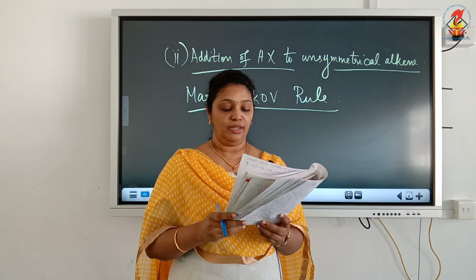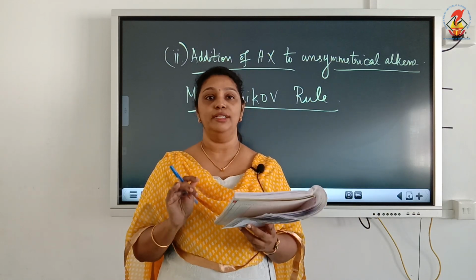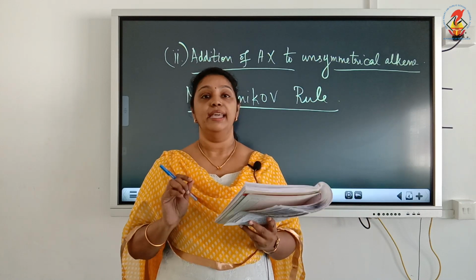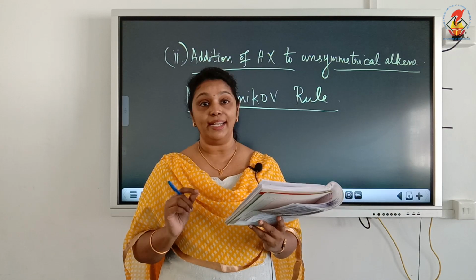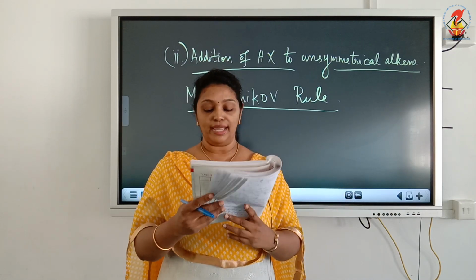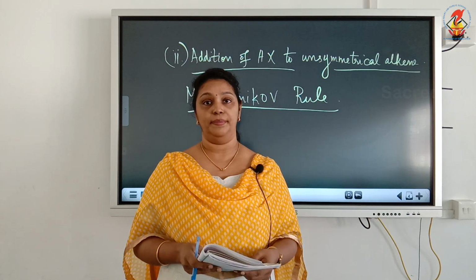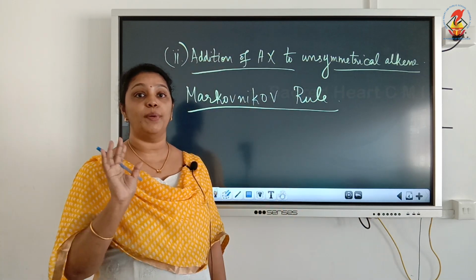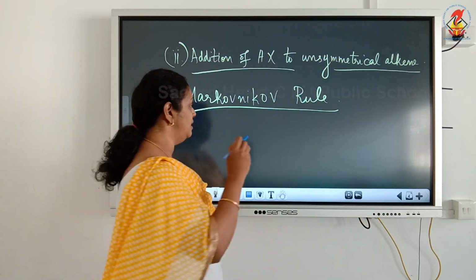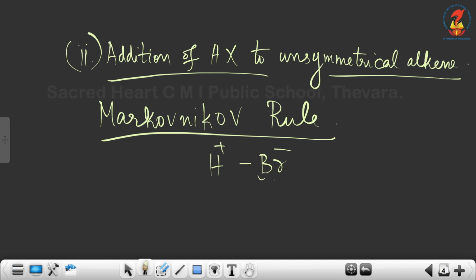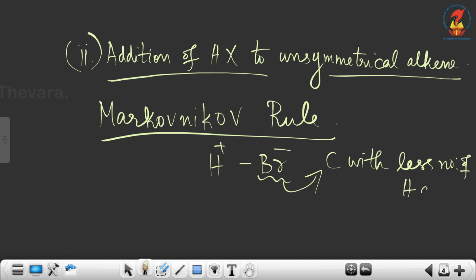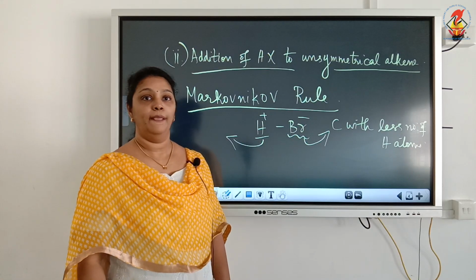Now the rule is this. The rule states that addition of hydrogen halide to unsymmetrical alkenes take place in such a way that the negative part of the addendum, means adding molecule, goes to that carbon of the double bond which carries lesser number of hydrogen atom. So what is Markovnikov's rule? The negative part of the adding molecule. So suppose it is HBr. The negative part is Br minus. This Br minus will go and attack which carbon? Carbon of double bond with less number of hydrogen atoms. So this hydrogen will attack the other double bonded carbon atom. Okay, so this is Markovnikov's rule.